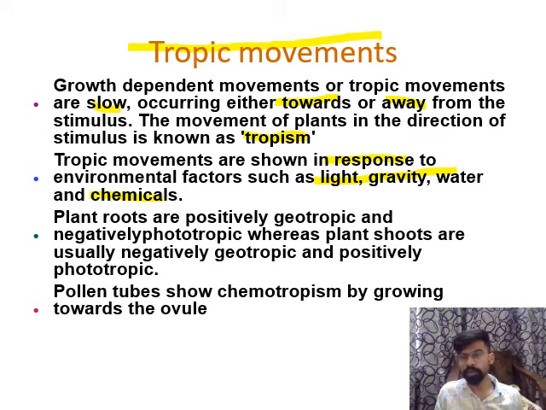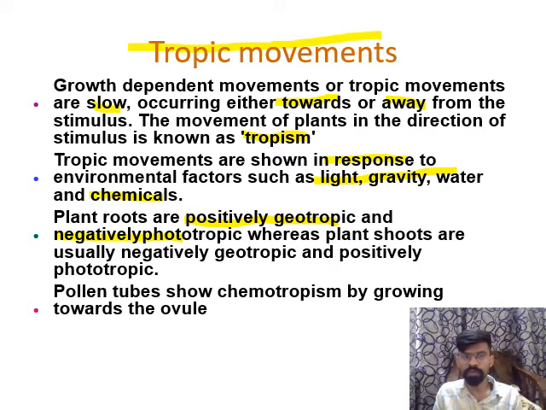In plants, roots grow towards gravity. So plant roots are positively geotropic, and the same plant roots are negatively phototropic. This means plant roots move towards gravity but move away from sunlight. Geotropic is the gravity response, and phototropic is the light response.